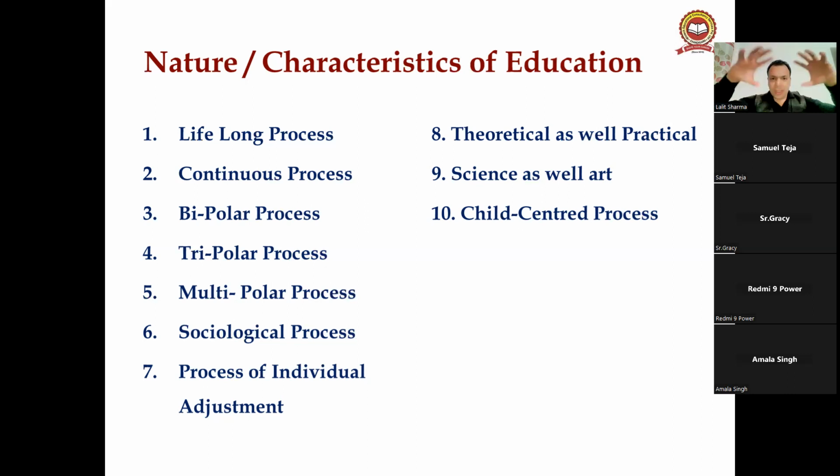We have to develop the harmonious, all-round personality of the student, right? And 7th, education is a process of individual adjustment, theoretical as well as practical, science as well as art, and the last is the most important: education is the child-centered process. These are the conclusions of today's orientation class. Even the 10th point should come first.